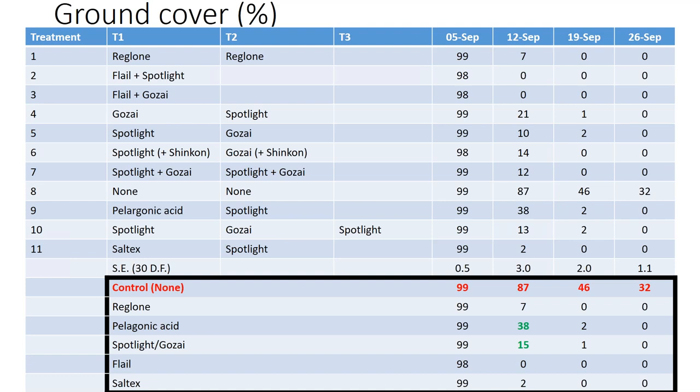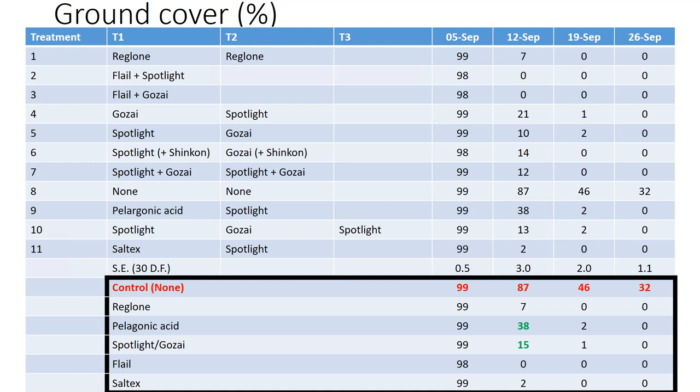What you're seeing here is a summary of the ground covers on this site from the point of T1 application onwards. And what I'm really getting you to focus on is the area in the black square at the bottom, which is a summary of all the combinations of Spotlight and Gozeye averaged out together, because there was no effect of any combination timing or rate on those particular chemicals. So just look in the black boxes.